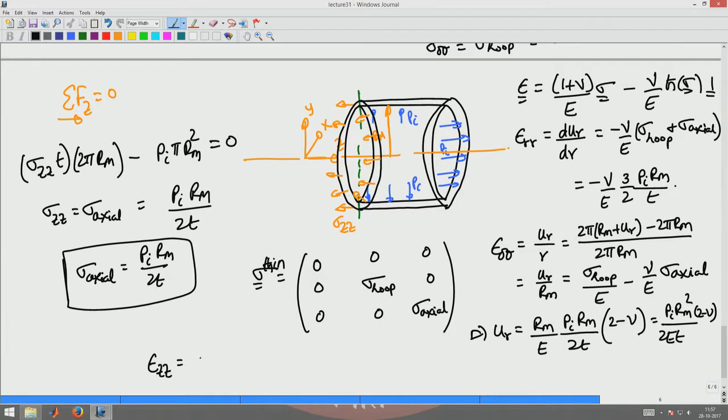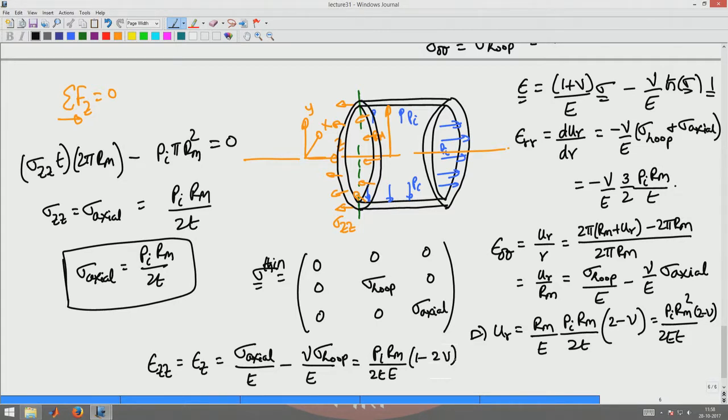Similarly, epsilon zz, which was epsilon z, the axial contraction or expansion that you will see, is given from the constitutive relation by sigma axial by E minus nu sigma hoop by E, which is nothing but pi Rm by 2T E into 1 minus nu. Okay.